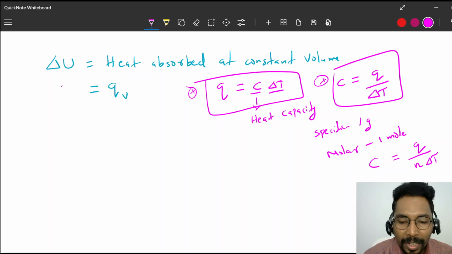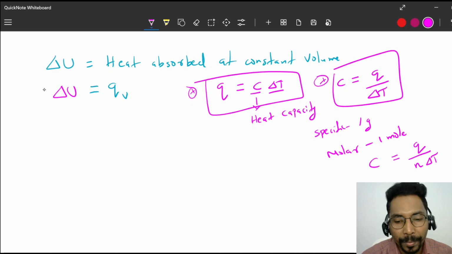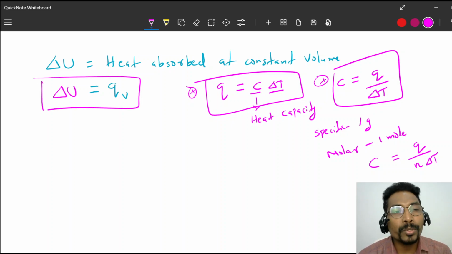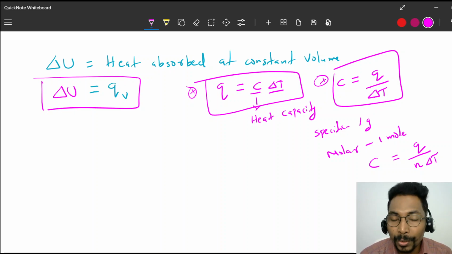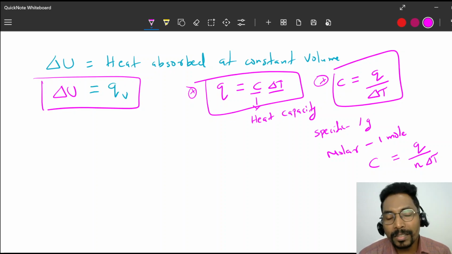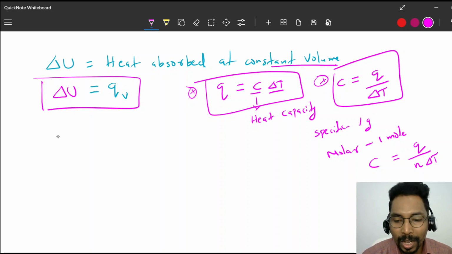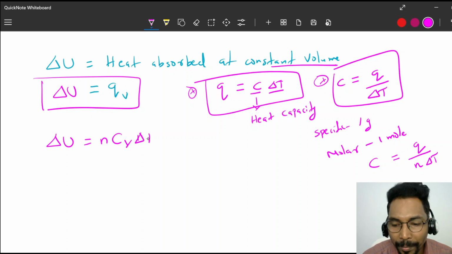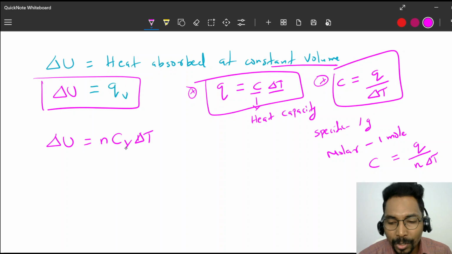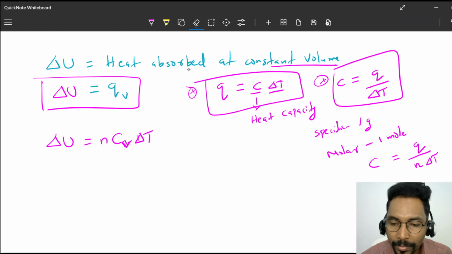So we have delta U is equal to Qv. This is very important. Delta U is equal to Qv. So what is Q? Q means C delta T, or you can say nC delta T. So heat absorbed at constant volume. So how can you write it? Delta U is equal to nCv delta T.